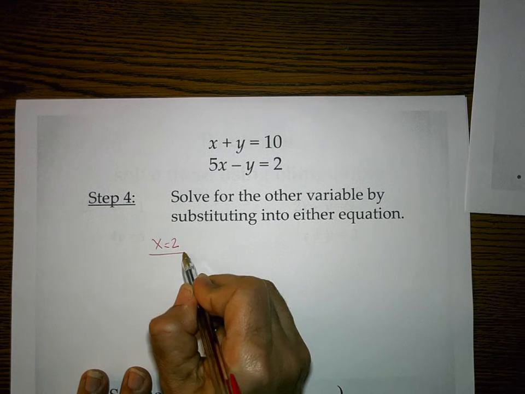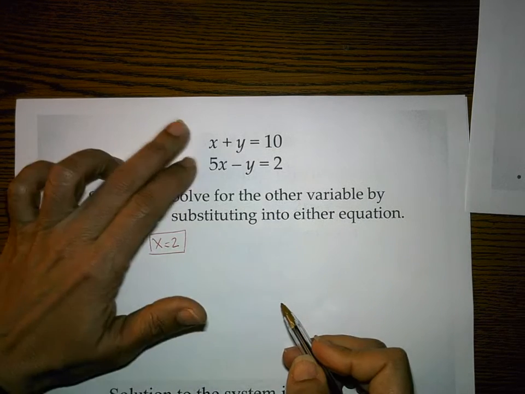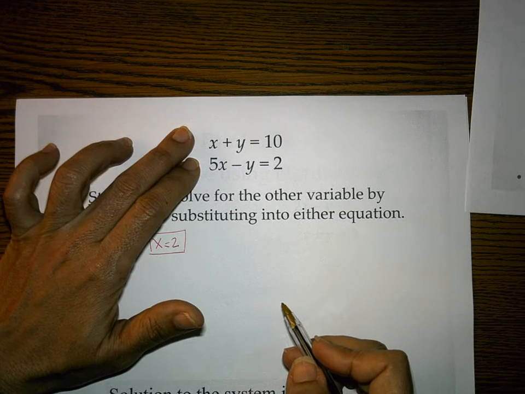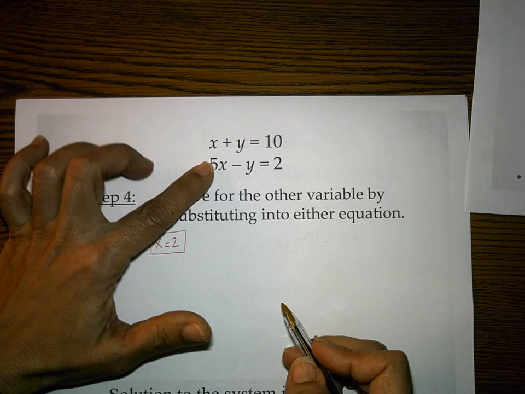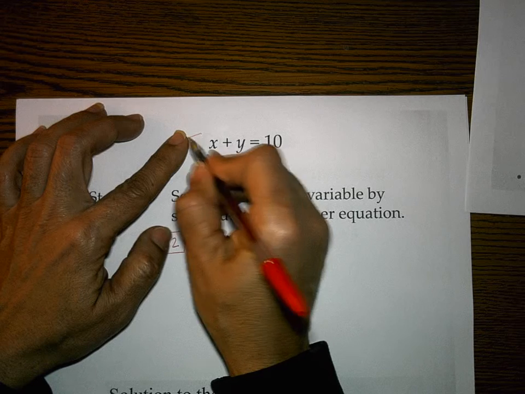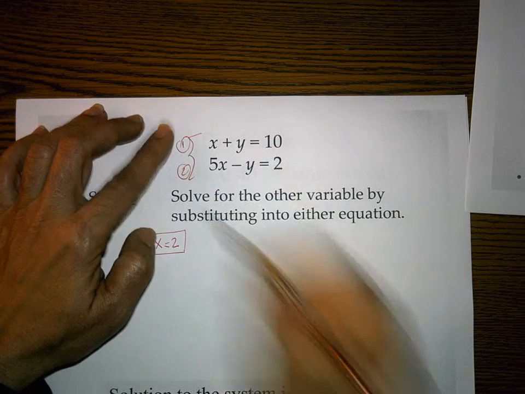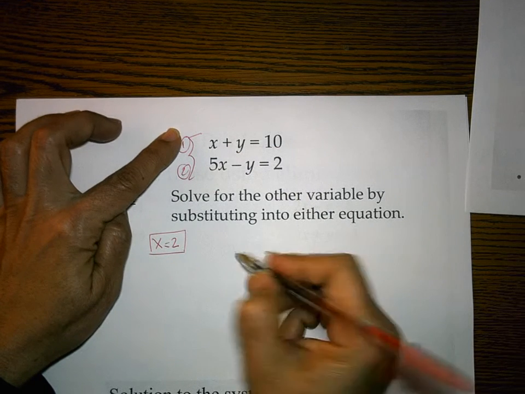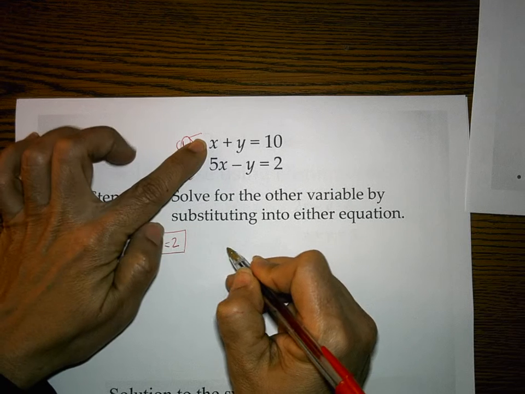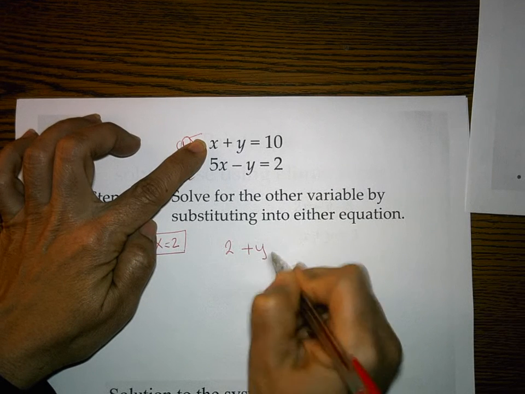I know that x equals 2. To me, it doesn't matter. Pick whatever is easier for you. You can plug it in on the second one or the first one. It is up to you. In my opinion, number 1 is easier. Instead of an x, I'm going to write a 2. 2 plus y equals 10.